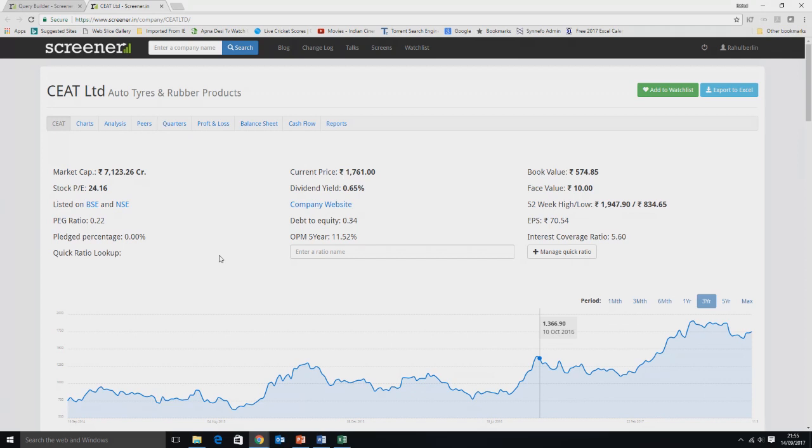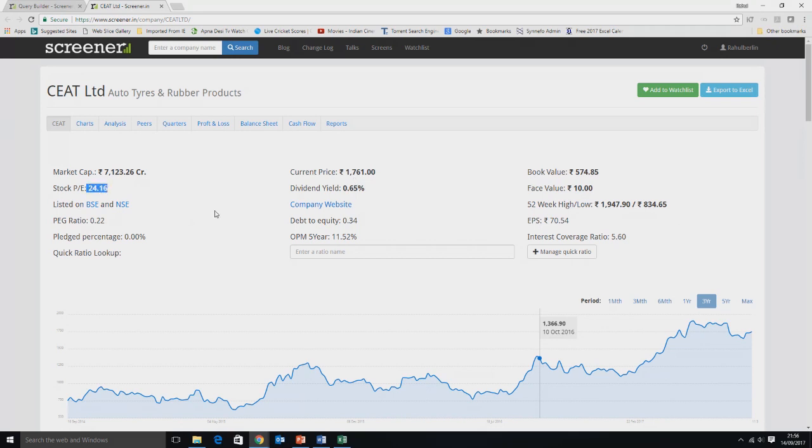This company I would always like to be in my portfolio, but not right now, once it corrects a bit, for the longer term. Because the fair value of this CET Limited is something close to 8,000 rupees. And right now it is at 1,761. Right? So this is the company that we need to be in our portfolio for sure, no doubt.